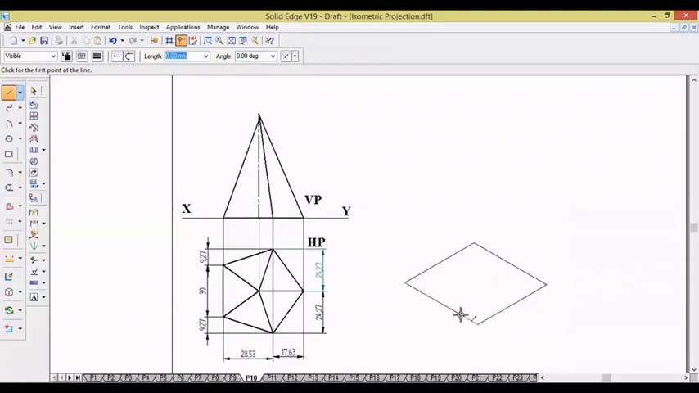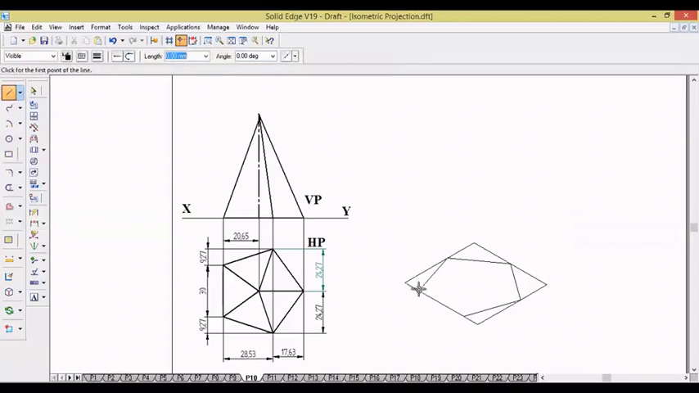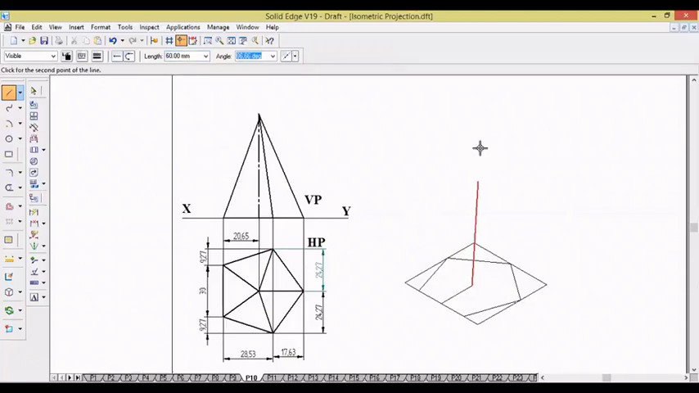Join the endpoints. We will get the required pentagon. Now find the distance between the midpoint to the center of this pyramid, 20.65. So from midpoint, you take 20.65 at an angle 30 degree. There you draw an axis line. The height of the pyramid is 60, 90 degree. And join the corresponding corners.